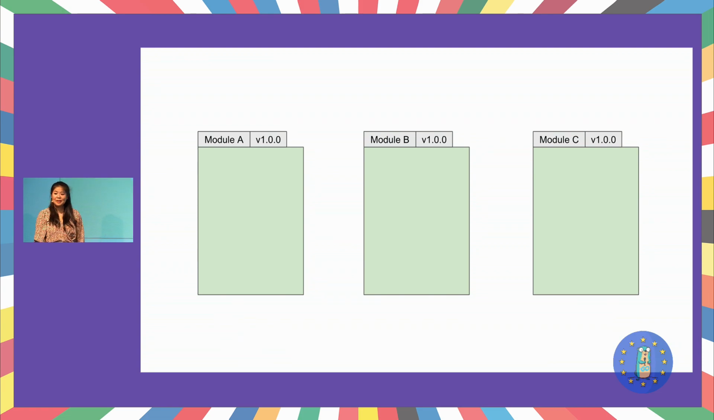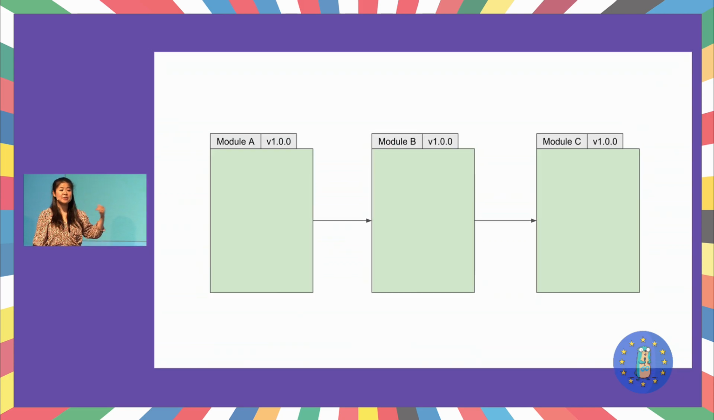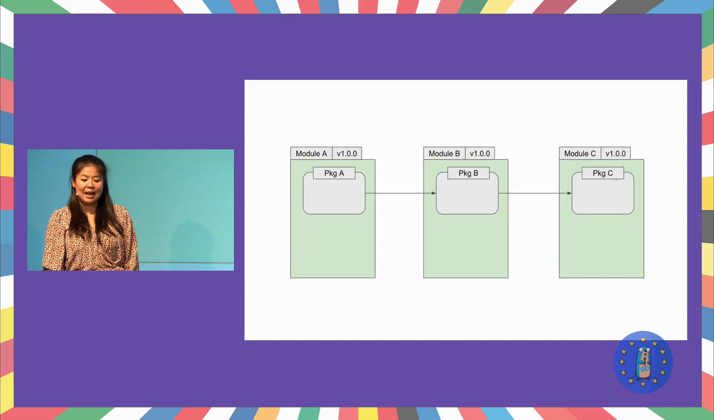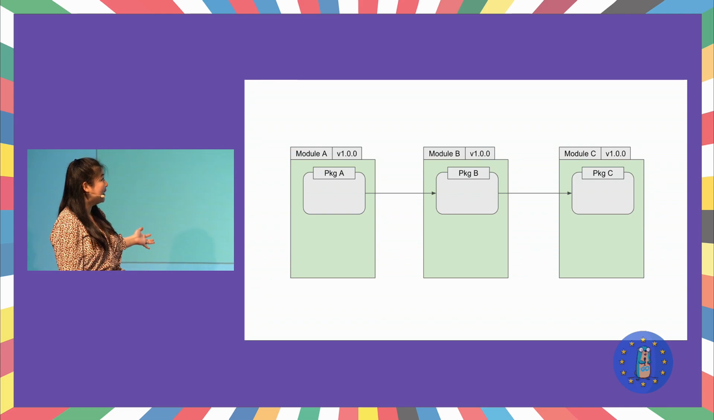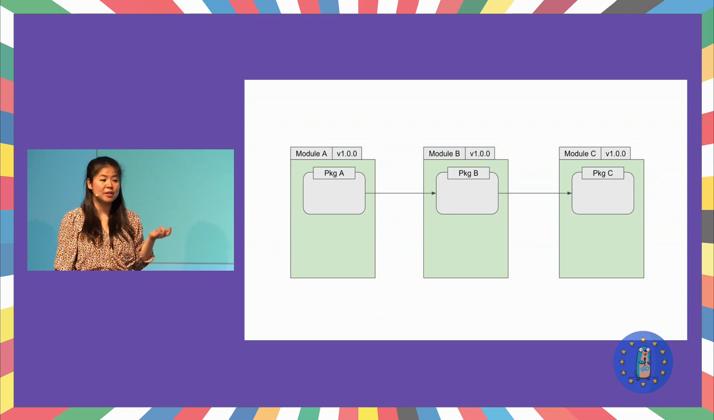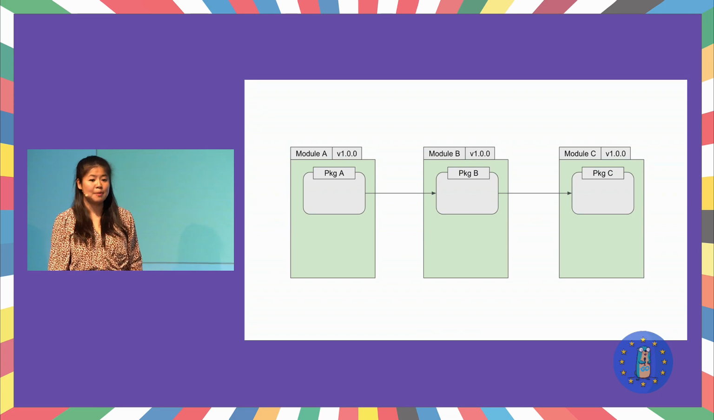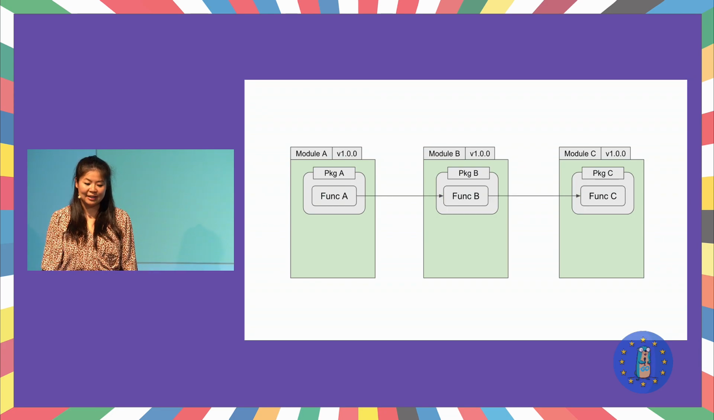Well, let's say we have 3 modules, modules A, B, and C. And module A at version A requires module B at version 1 and module C at version 1. And the reason is because you have a package inside module A that imports a package inside module B that imports package C inside module C. And this is because function A is inside package A, it calls function B inside package B, which calls function C inside package C.